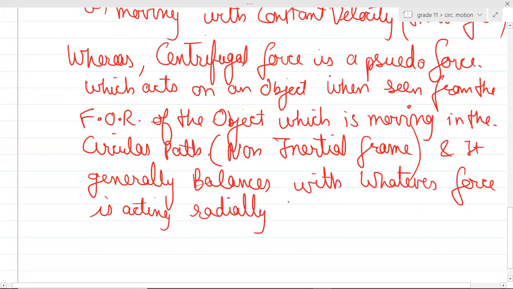So basically, your centrifugal force generally gets balanced with whatever force is acting radially. Okay? Is this clear?